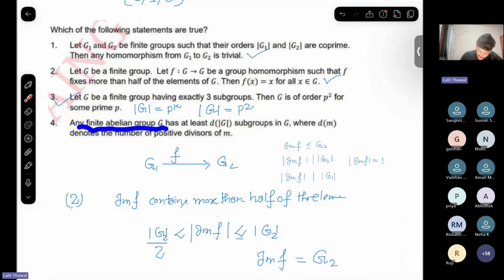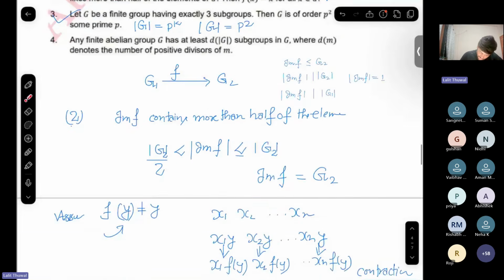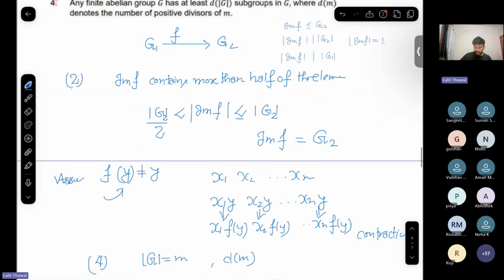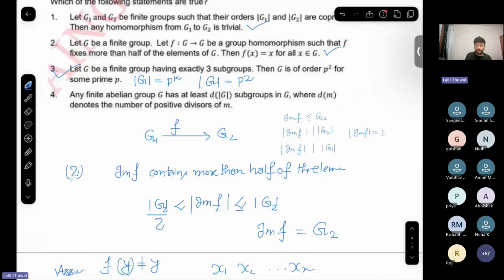Any finite abelian group G has at least d(|G|) subgroups in G, where d(m) denotes the number of positive divisors of m. So suppose the order of G is m, then it has at least d(m) subgroups, the number of divisors. Can anyone tell me why? It's true, by the way.